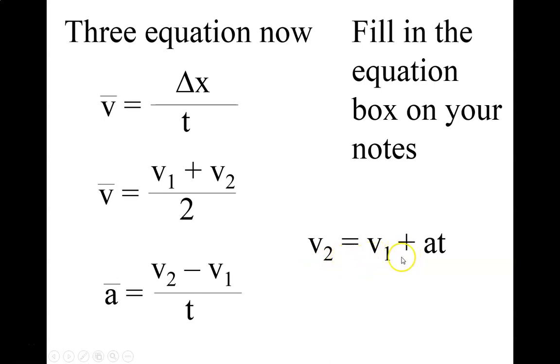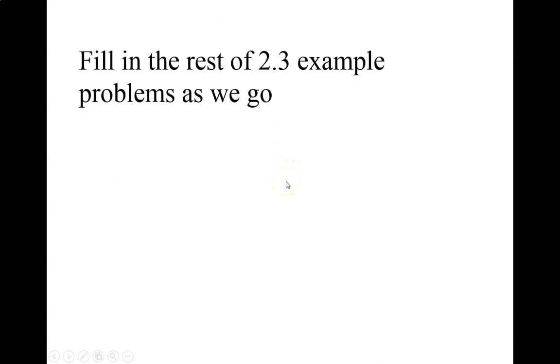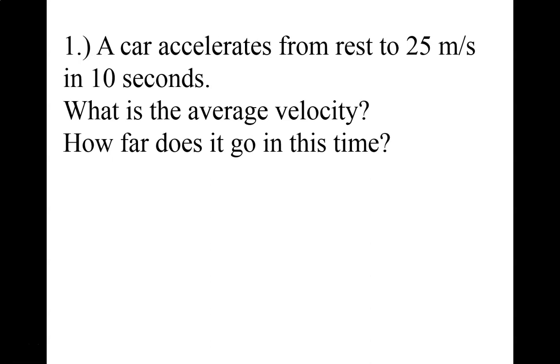V2 equals V1 plus AT. So I would write those down in a row and label them 1, 2, and 3. So take a second and do that on your notes now, is what I would do. Okay, so let's work a couple problems with these. So a car accelerates from rest to 25 meters per second in 10 seconds. What's its average velocity, and how far does it go in this time?